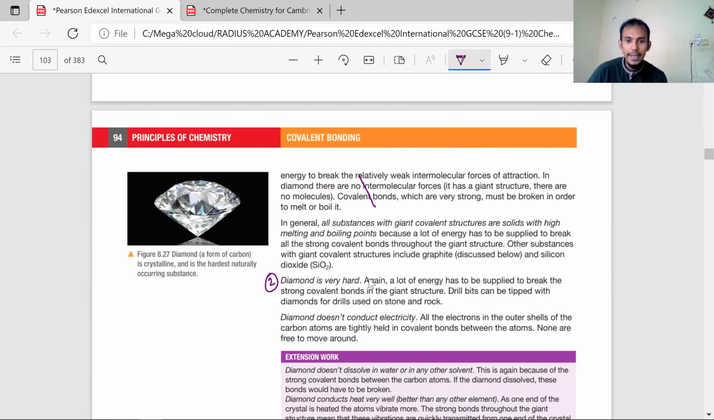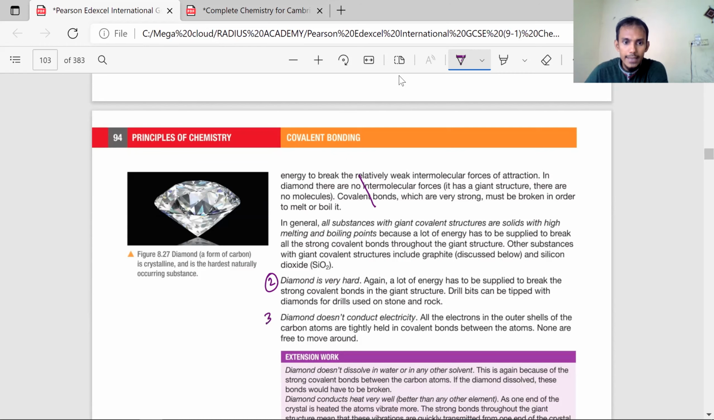Diamond is very hard. Again, why is diamond very hard? You need to give the same answer. Because diamond is a giant covalent structure where each of the carbon atoms is joining with 4 other carbon atoms in a tetrahedral lattice structure. In order to break it, we need high energy. That's why it is very hard. Maybe they will not ask this question, it's just information. Diamond is very hard, and the reason is the same: it's a tetrahedral lattice structure and many strong covalent bonds are present.